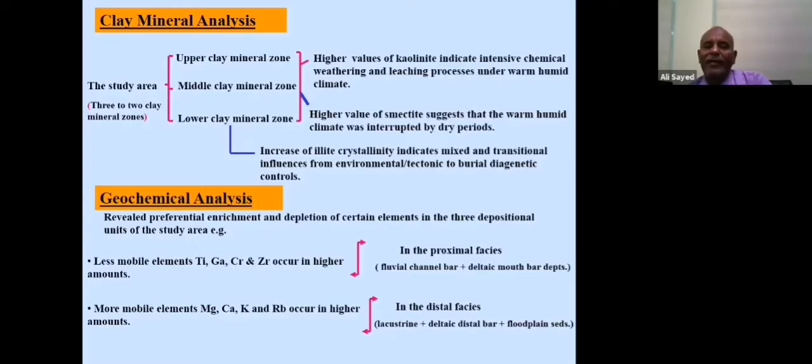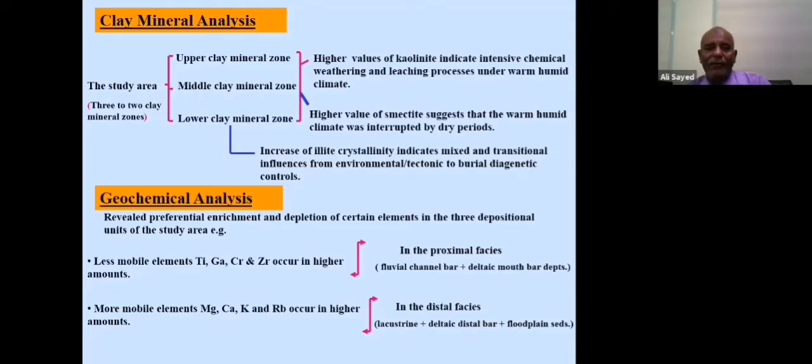This illite was formed diagenetically, after precipitation, and this affects, as I said, the permeability. The upper clay mineral zone also has a high amount of kaolinite, indicating hot, wet conditions. But in the middle we have smectite, which suggests that this warm, humid climate was interrupted sometimes by dry periods. This is from the clay mineralogy.